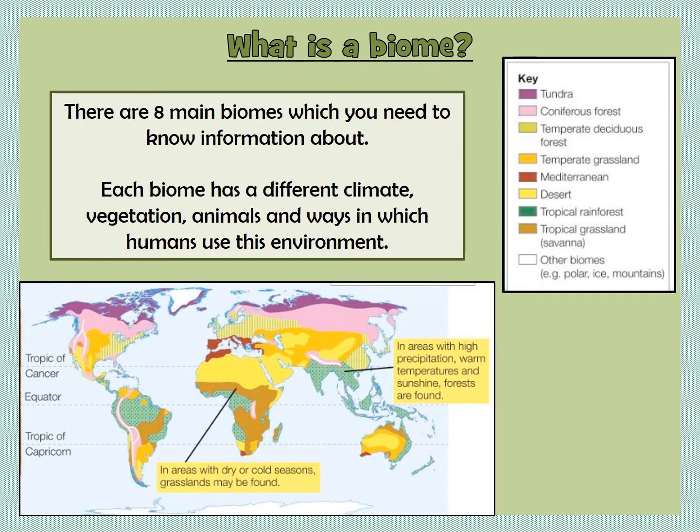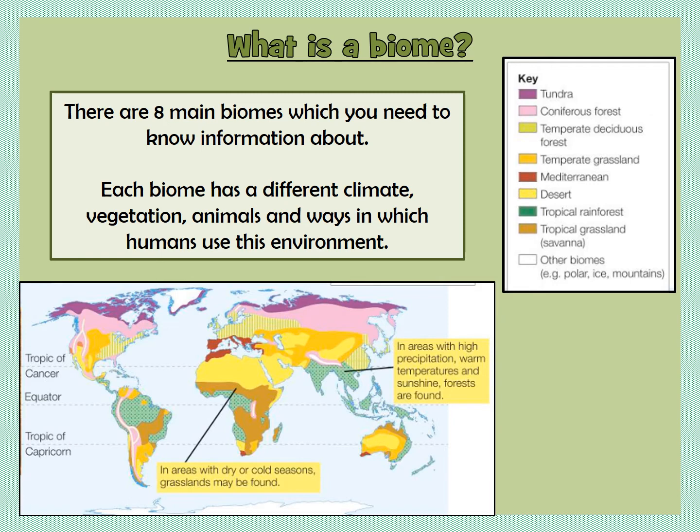So there are 8 main biomes that you need to know some information about. Not a huge amount of information, and a lot of this is things that you might already know or things you might be able to work out from your common sense. But there are 8 different biomes, and they are in this key on the right hand side here. So we've got tundra, coniferous forest, temperate deciduous forest, temperate grassland, Mediterranean, desert, tropical rainforest, tropical grassland, and then there are some others which we won't be looking at in any detail today.